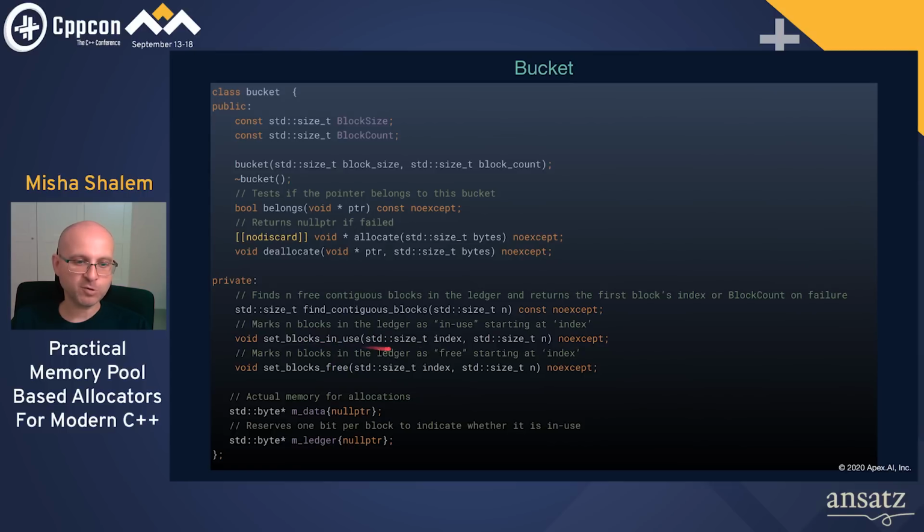So for example, set blocks in use, we say, okay, starting from block 7, 5 blocks are going to be in use, so it's going to put 5 ones starting from this index. And set blocks free does exactly the same thing but puts zeros, right? So we are saying the block is free now.